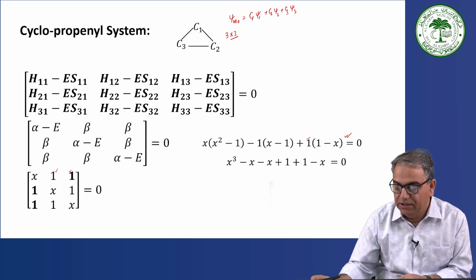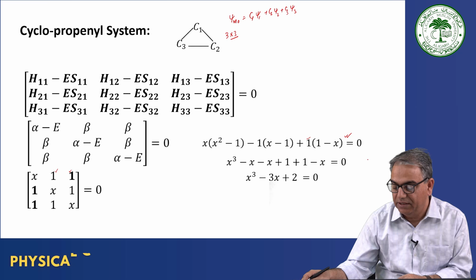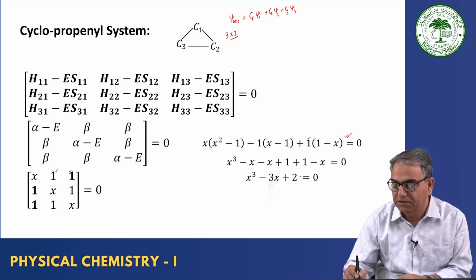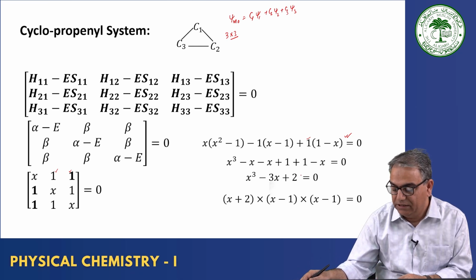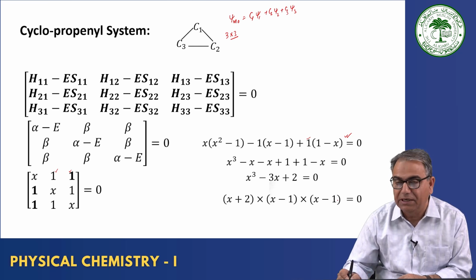And finally what you get is x cube minus x minus x minus x, x cube minus x, then again minus x, this one, then minus minus plus 1, then plus 1, then minus x is equal to 0, and finally it's x cube minus 3x plus 2 is equal to 0. And this could be written as x plus 2 multiplied by x minus 1 multiplied by x minus 1.